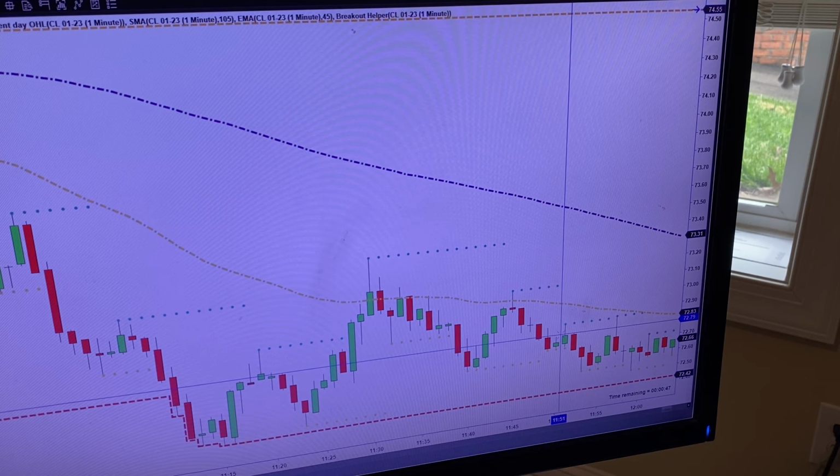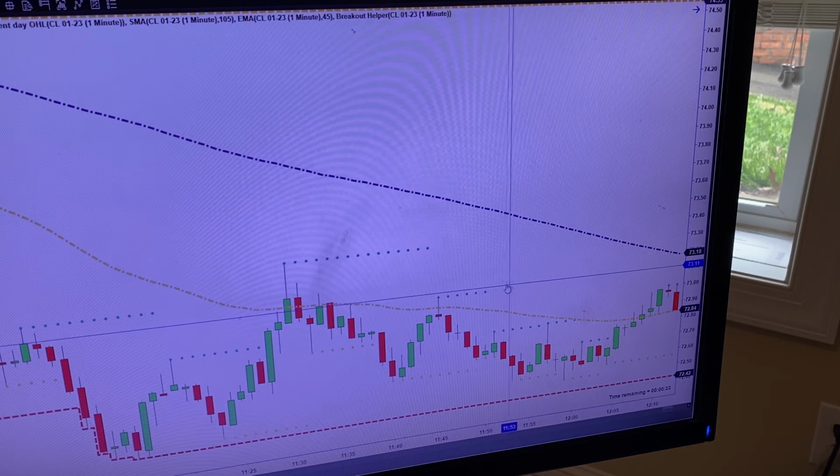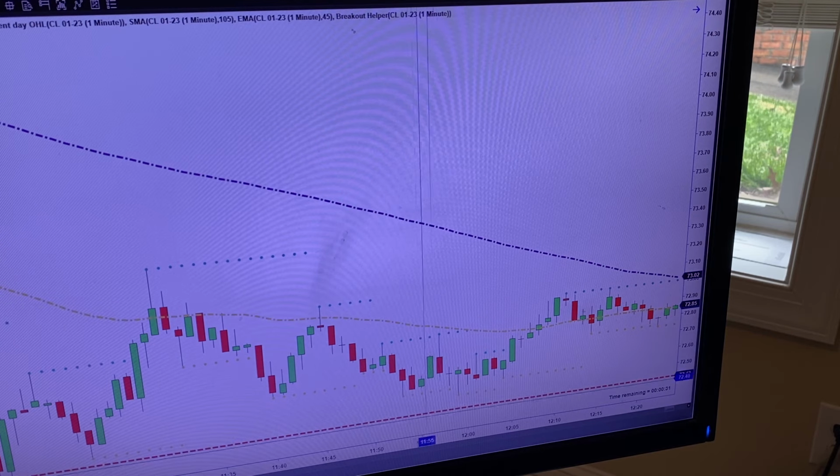72.79 is where you get knocked out if you follow the entry. And you got short at 72.95. So, I don't know, what is that, 20 ticks or something like that? Then, here's your third time.